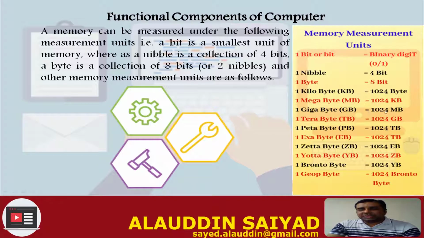1 gigabyte equals 1024 megabytes. 1 terabyte is equivalent to 1024 gigabytes. 1 petabyte equals 1024 terabytes. 1 exabyte equals 1024 petabytes. 1 zettabyte equals 1024 exabytes. 1 yottabyte equals 1024 zettabytes. And 1 brontobyte equals 1024 yottabytes. And 1 geobyte equals 1024 brontobytes. And so on. But we have reached, and we have seen, the technology for storage devices only up to certain terabytes. The exabyte, petabyte, yottabyte, bronto and geobytes are used by servers like Google, Facebook, Yahoo and so on.